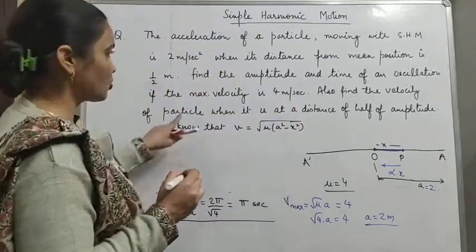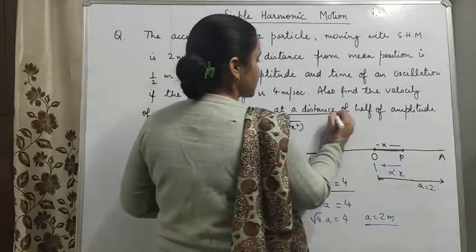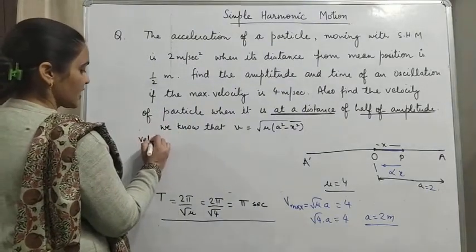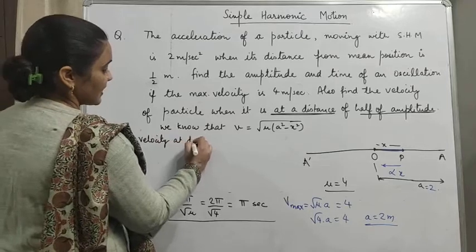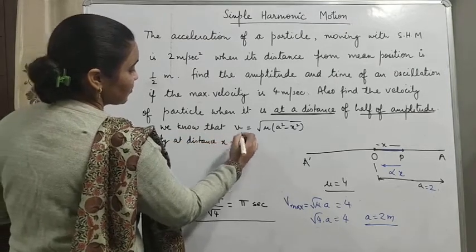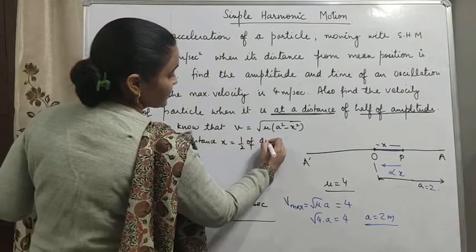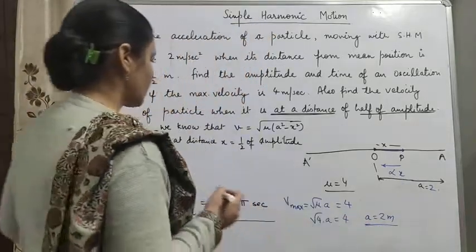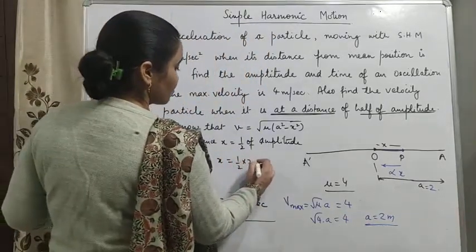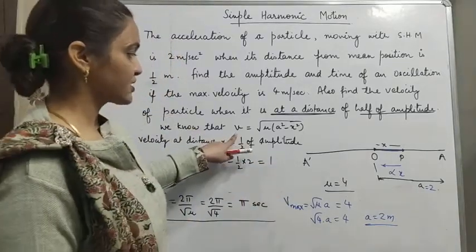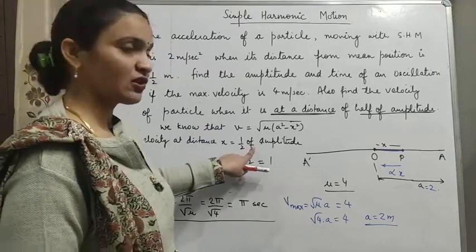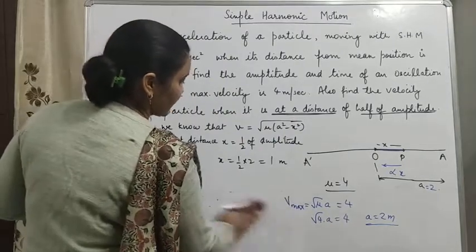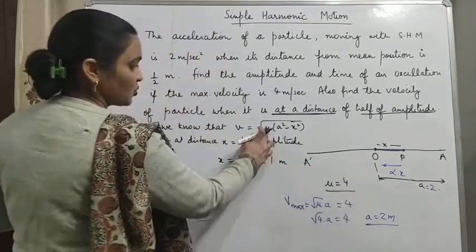Where we want to find velocity when it is at a distance half of the amplitude, means we want to find velocity at distance x equal to half of amplitude. So what is amplitude? 2 meters. So how much is x? 1 by 2 of 2. So it is 1. So we wanted to find velocity when distance is half of amplitude, that is at a distance x, that is 1 meter. So put x as 1, a as amplitude which is 2 and mu is 4.